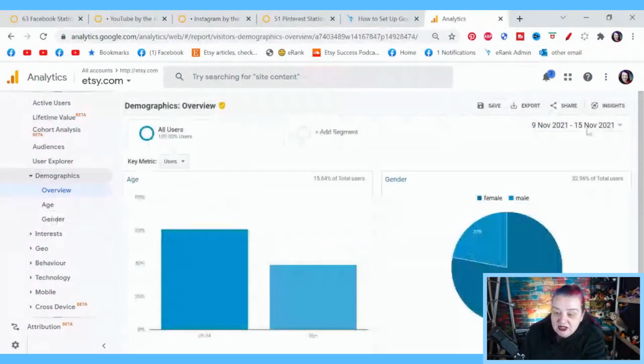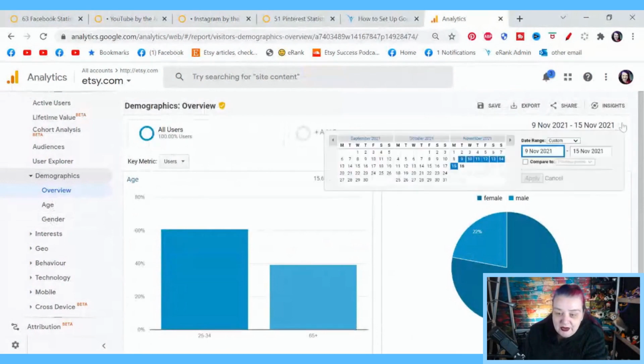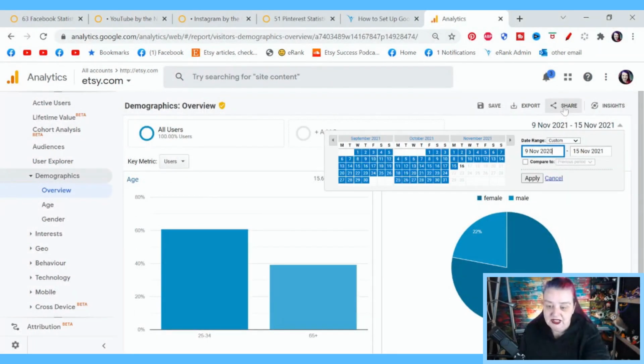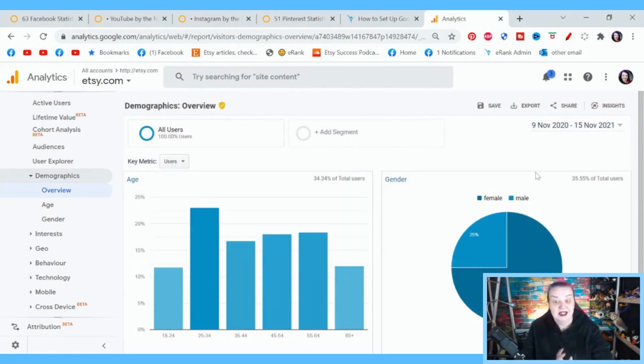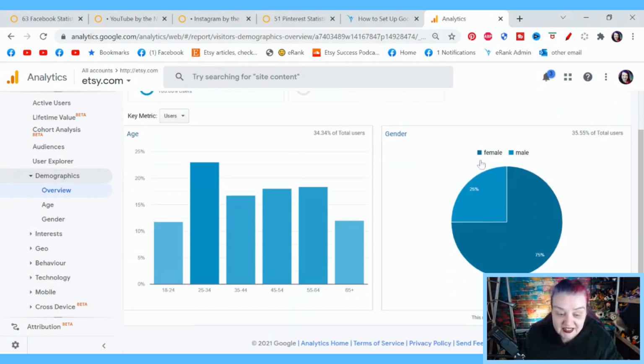Now, what I'm going to do, that's only showing us like a week. We want more data. So let's just be really sneaky and put it down for the whole of a year, slightly more than a year. And then we get much better demographics.